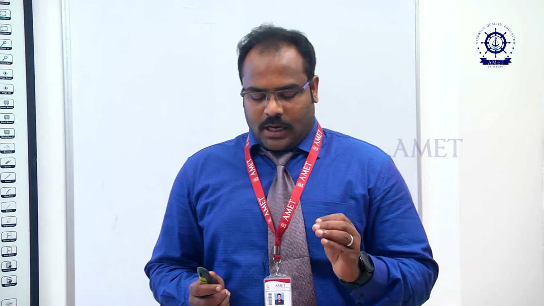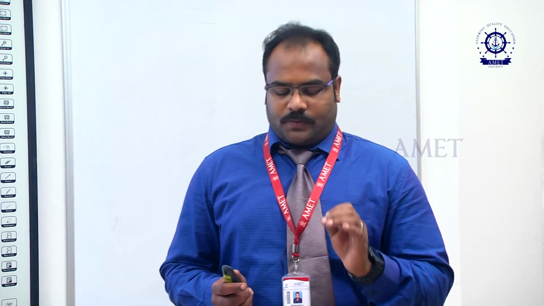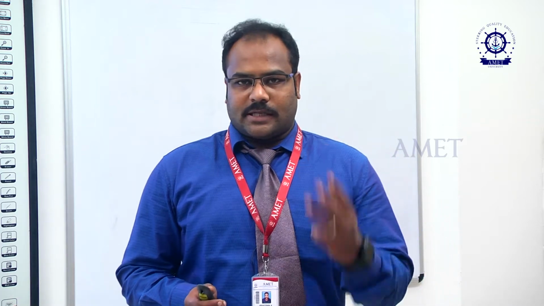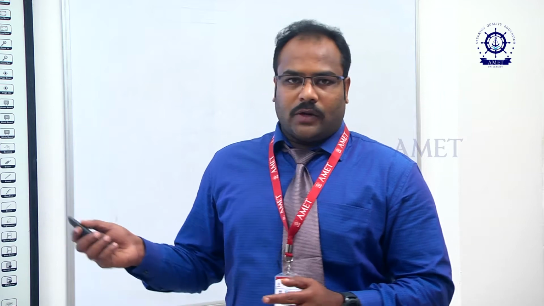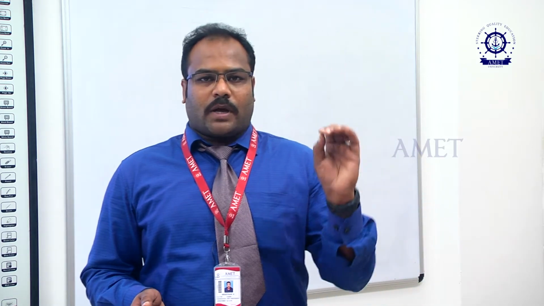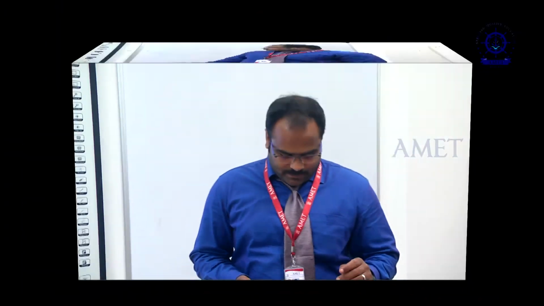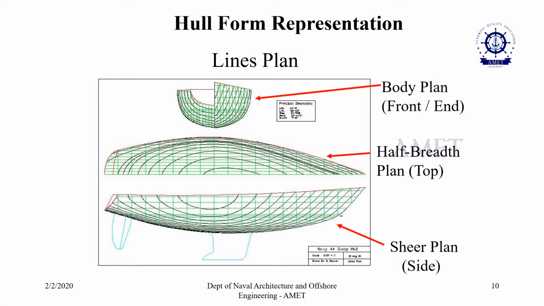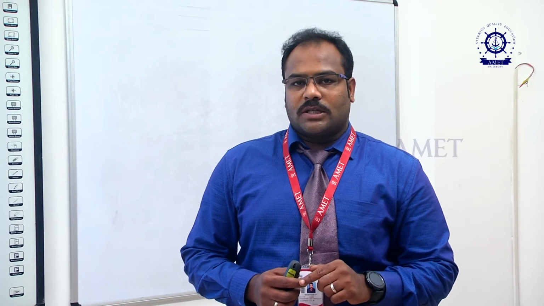The traditional graphical representation of the ship's hull form, or the lines, is the definition of the lines plan, and it has three views: half breadth, sheer, and body plan, as I just explained. In the slide you have a pictorial representation of the x, y, and z axis of the hull form. The first view is the fore and aft view, which is the body plan. Second is the top view, which is the half breadth plan. Third is the sheer, which is the side plan.